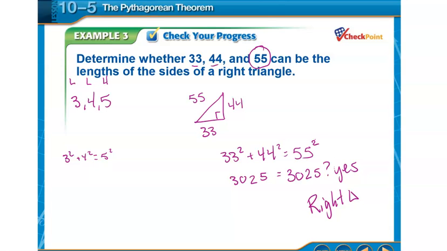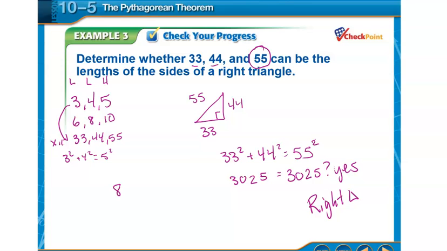So if 3, 4, 5 makes a right triangle, if I multiply each of these by 2, 6, 8, 10, turns out that this is a right triangle. If I multiply these each by 11, I end up with 33, 44, 55. Look familiar? So no matter what you multiply the 3, the 4, and 5 by, as long as you multiply by the same factor, you're always going to end up with a right triangle.